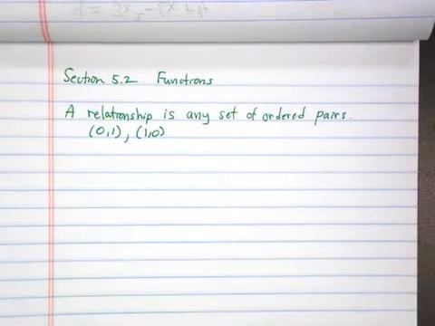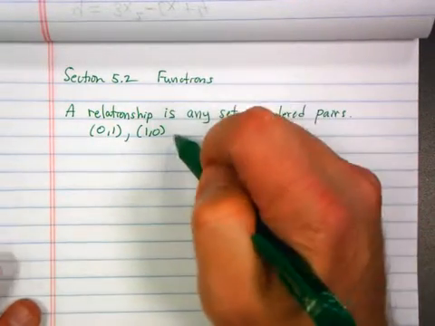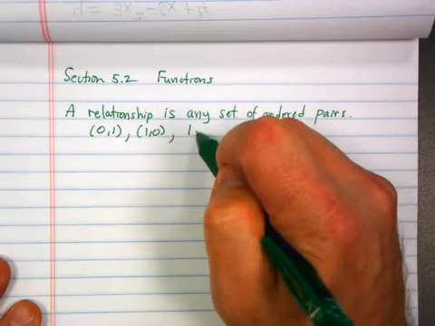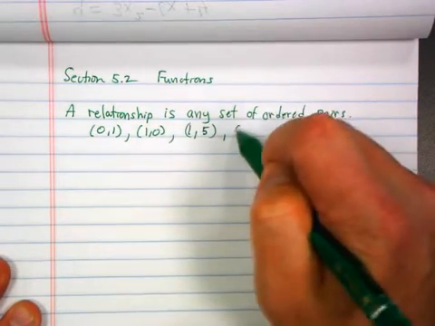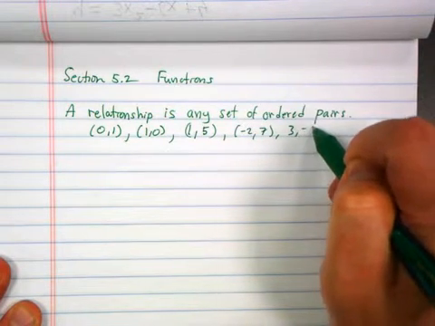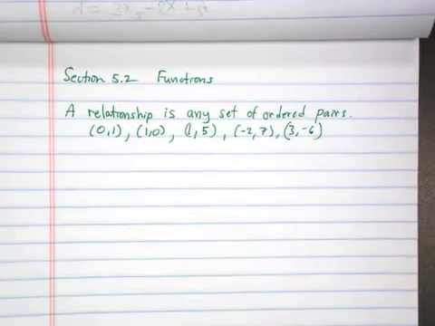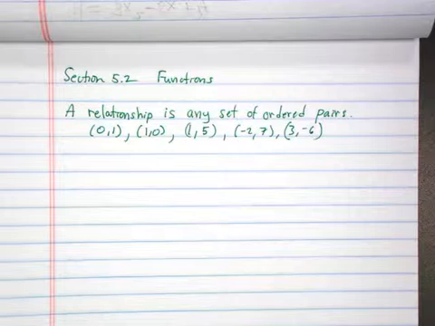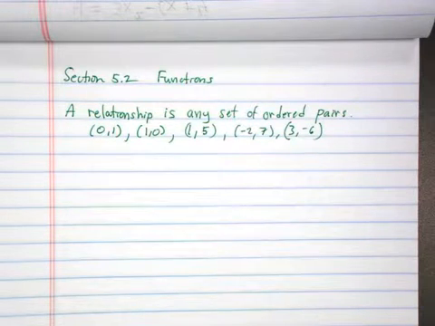To be an ordered pair, does it have to be numbers? No, usually in a math class we use numbers, but it doesn't have to be numbers. I'm just going to write down some more things here: (1, 5), (-2, 7), and (3, -6). There's a relation. A relationship is just a whole bunch of ordered pairs.